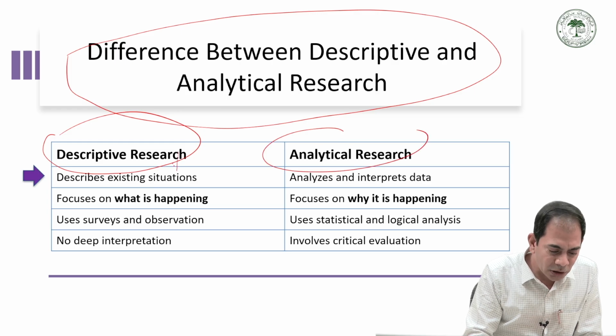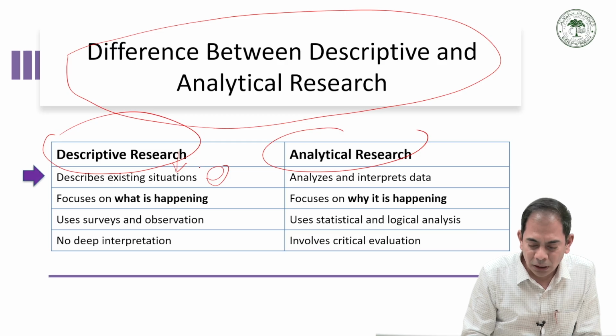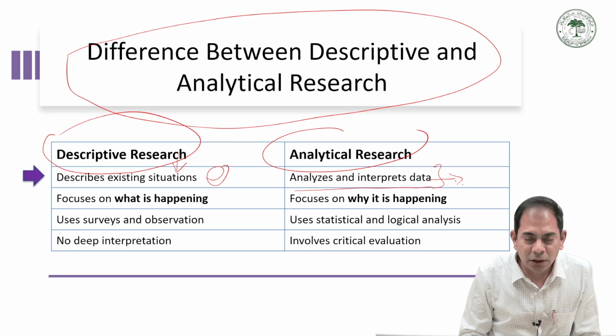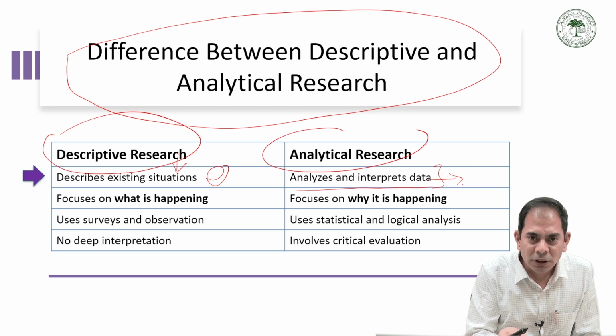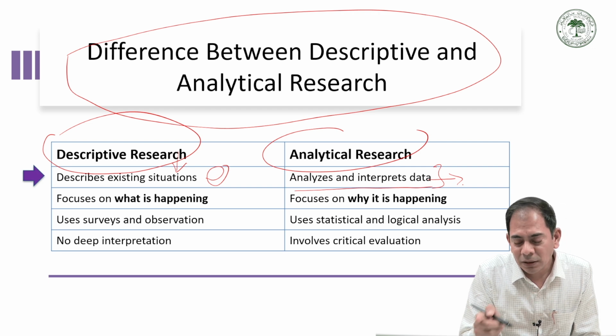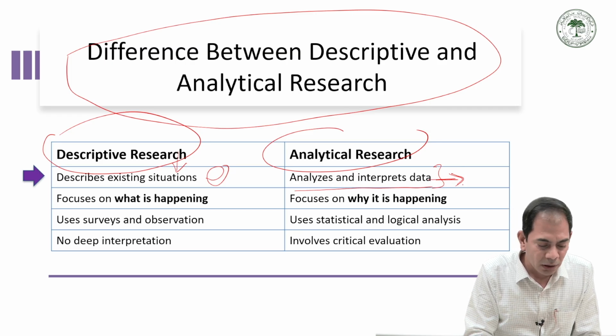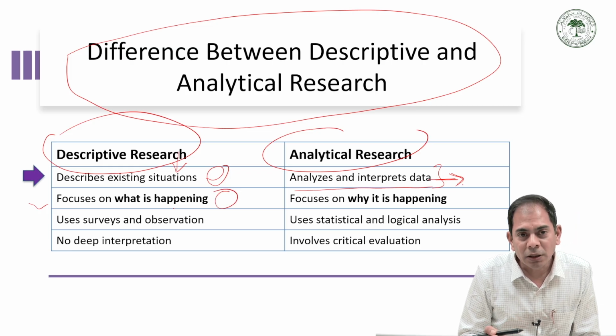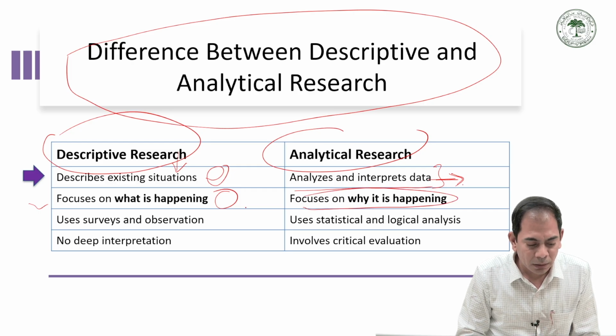Descriptive research is generally used for the existing, current situation. Here we analyze and interpret the data. In analytical research, we collect existing information and analyze it. Descriptive research focuses on what is happening, but analytical research finds out the reason of what is happening, the focus is on why it is happening.